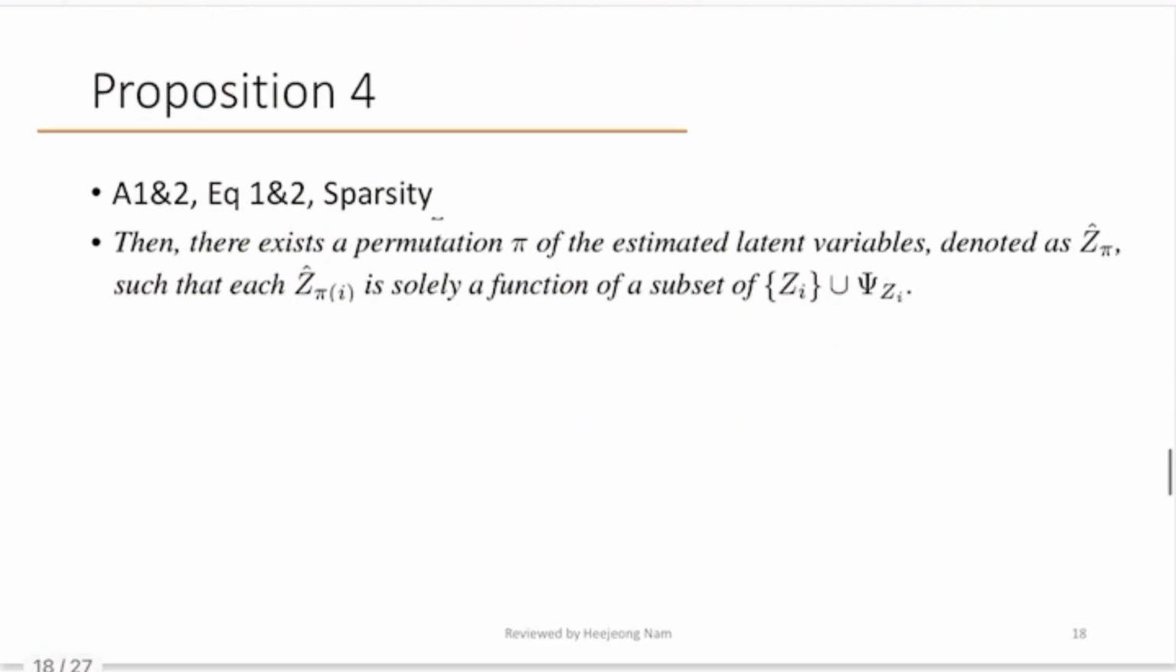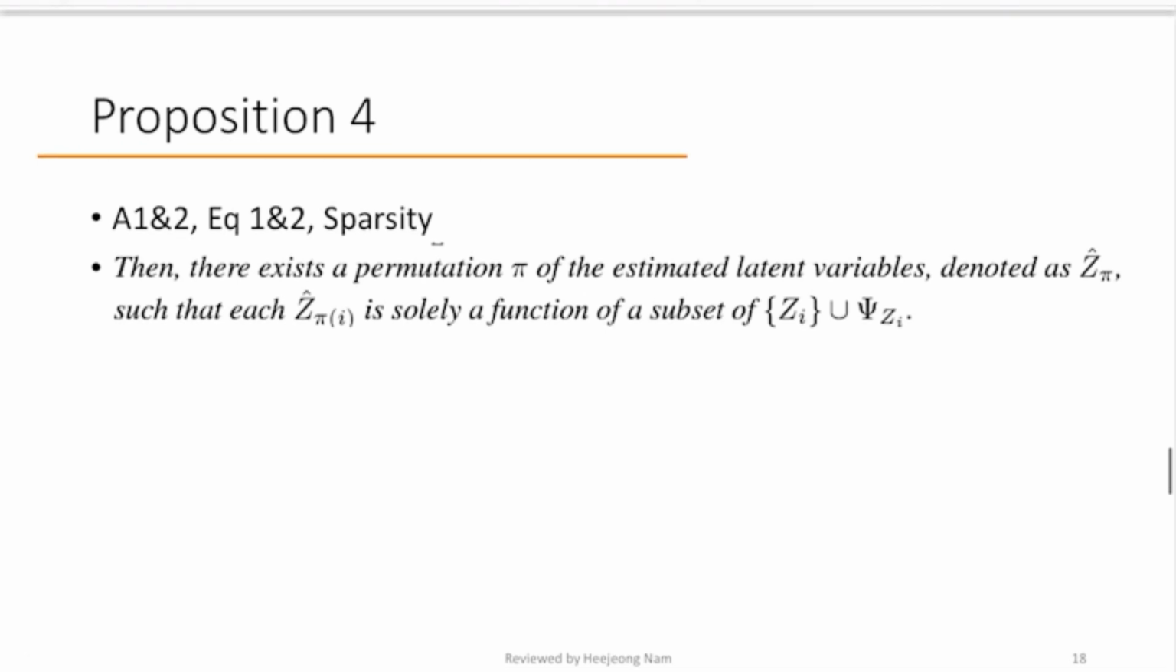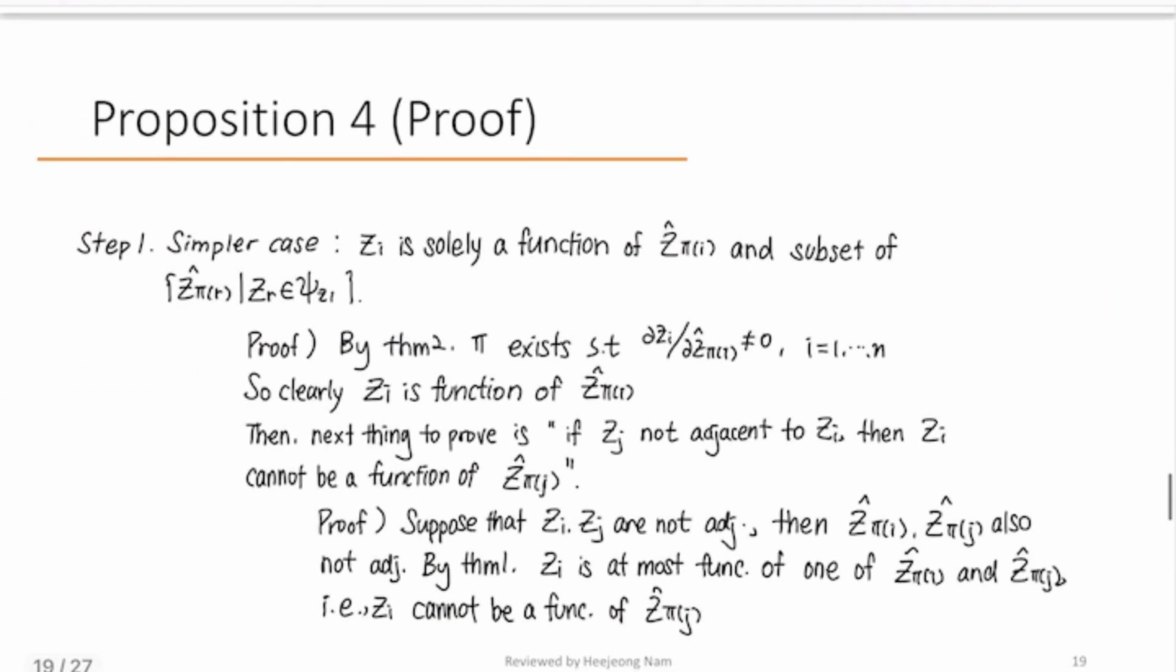Now let's move on to proposition 4. Proposition 4 also needs assumption 1 and 2, and it satisfies equation 1 and 2, and it needs the sparsity assumption. Then there exists a permutation pi of the estimated latent variables, denoted as z hat pi, such that each latent value in z hat pi is solely a function of a subset of the union of z_i and the intimate neighbor of z_i. We'll see a sketch of the proof briefly.